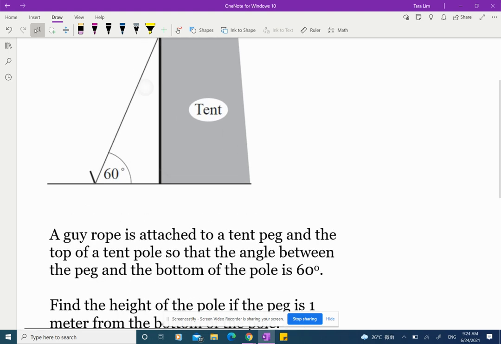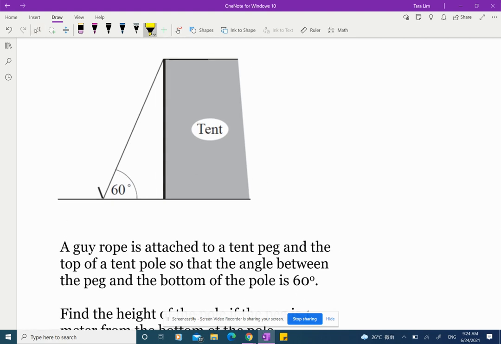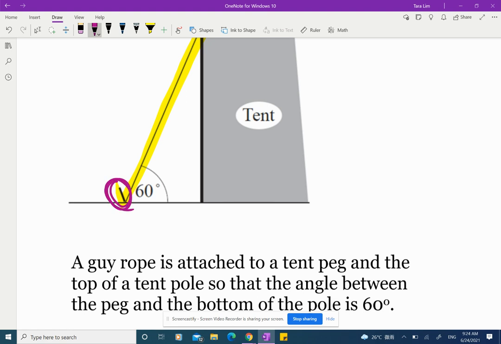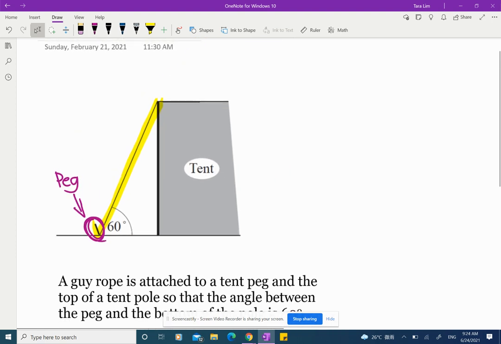So here it says that this is the rope. It says the rope is attached to the tent, so it makes it like a right angle triangle. And then it says the tent peg and the top of the tent. So tent peg, we can see that there's a small line here. That's the peg. And it says attached to a tent peg and the top of the tent pole. So the top of the tent pole is here. So this is the top of a tent pole.